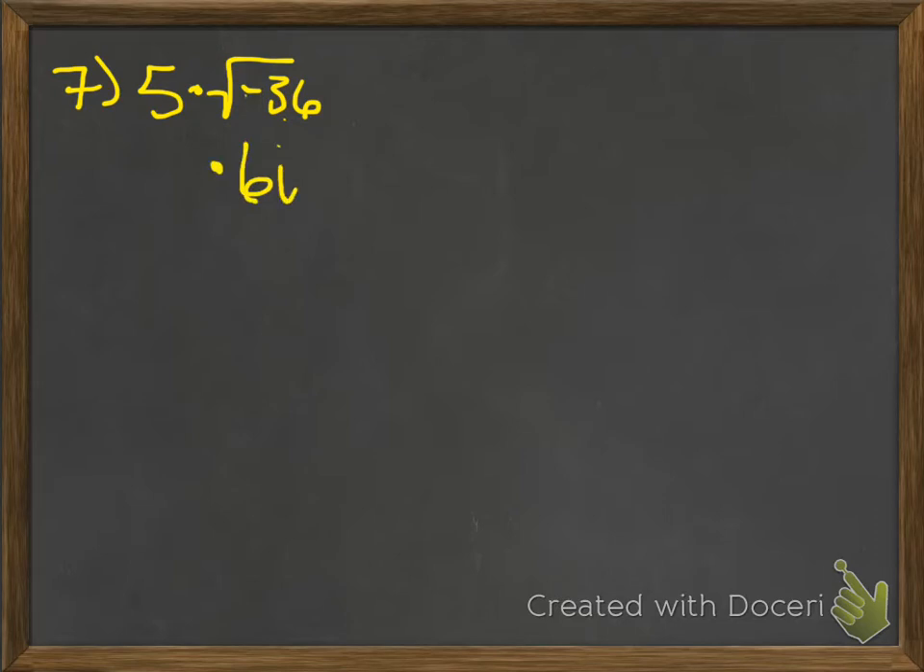Alright, then we look at number 7. Rewrite each of these in terms of i. So number 7, I've got 5 times the square root of negative 36. The square root of 36 is 6. The negative makes that an i. So I'm saying 5 times 6i, which is 30i.